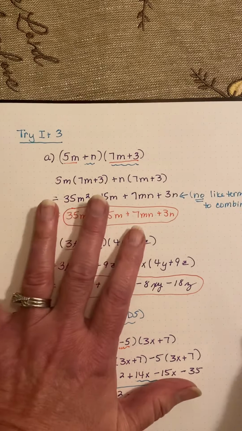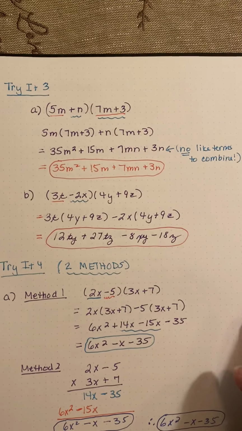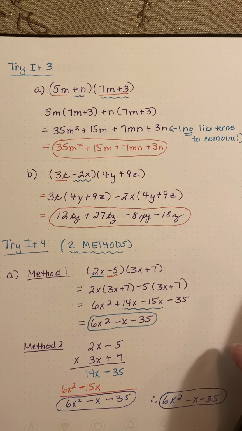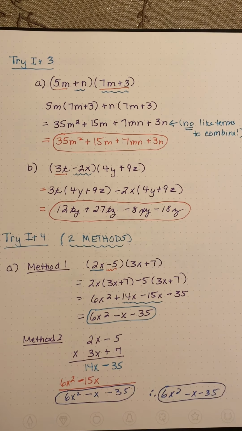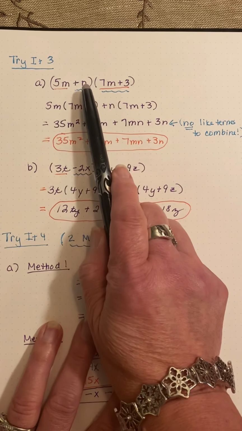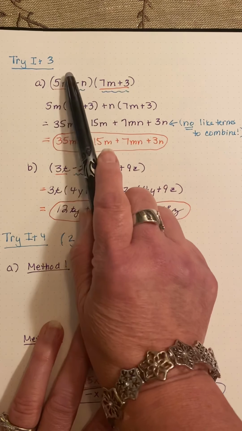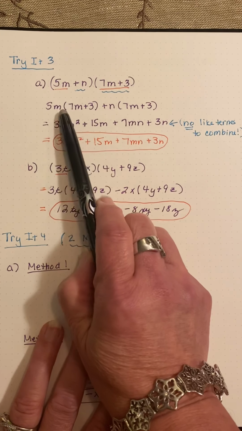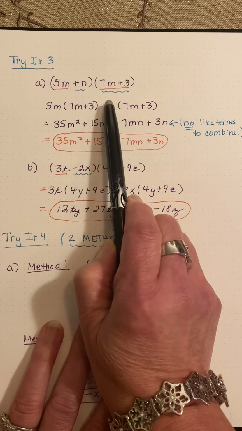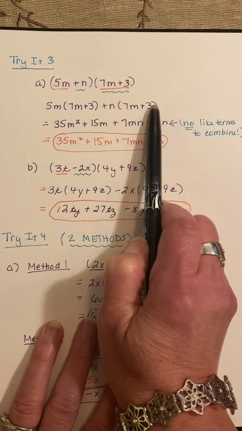Moving on to try it 3, letter A. Again, 5m plus n times 7m plus 3. So I'm going to first distribute the 5m over and then the positive n over. So it's 5m times 7m plus 3, then plus n, which is like a 1n, times 7m plus 3.